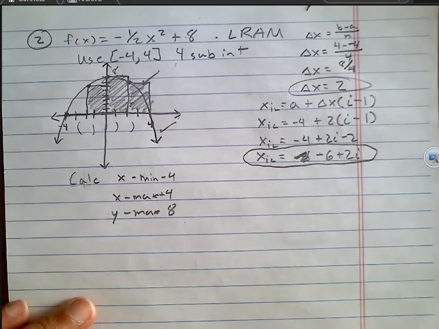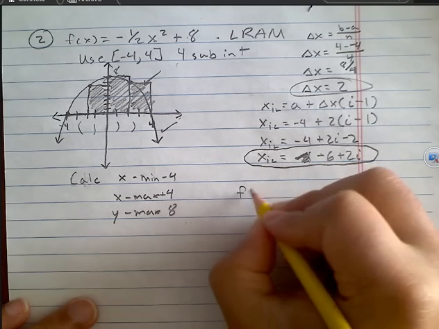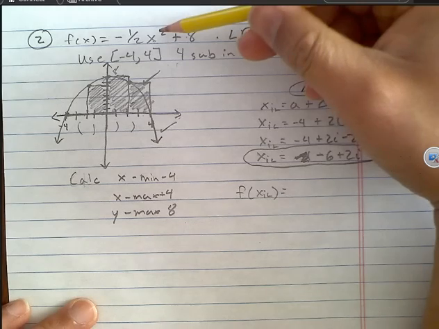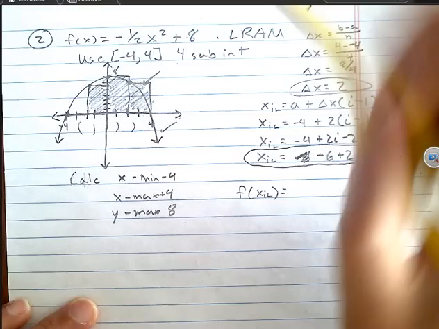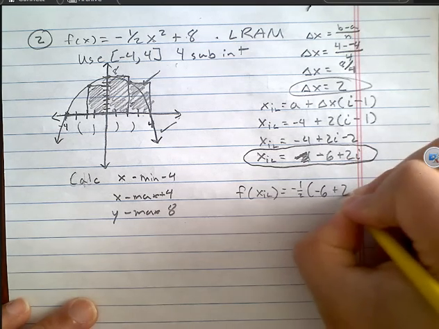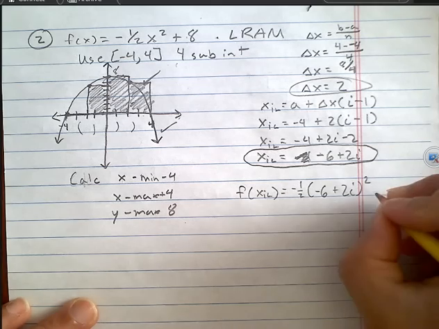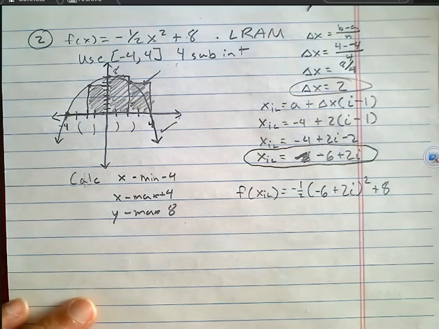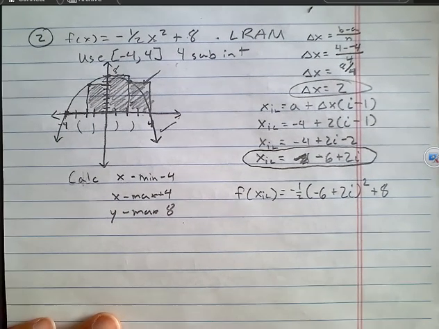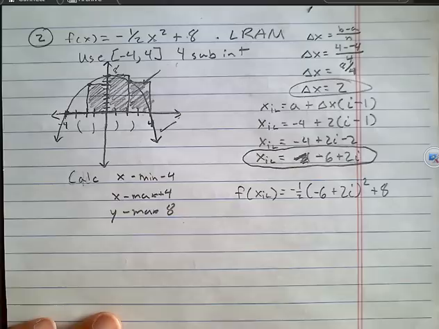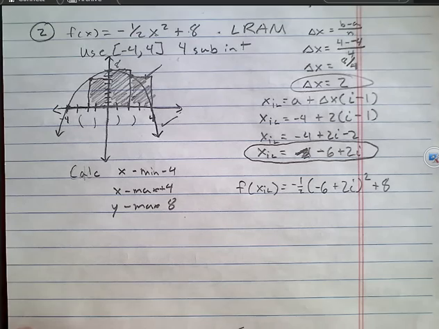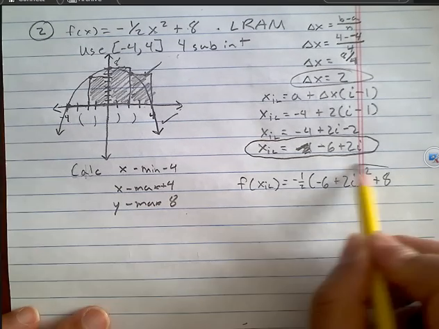Now, of course, we're progressing to f of x sub i, L. We've got to plug in x sub i, L into x right here. So that's negative 1/2 times (negative 6 plus 2i) squared plus 8. Now for our purposes, we're not going to FOIL that out. I know I did on the notes example, and that made that example extremely horrendous and hard to do. So we are not going to do that. I know that should make you happy. Alright, so now that we have that, we're ready to progress on to the formula.